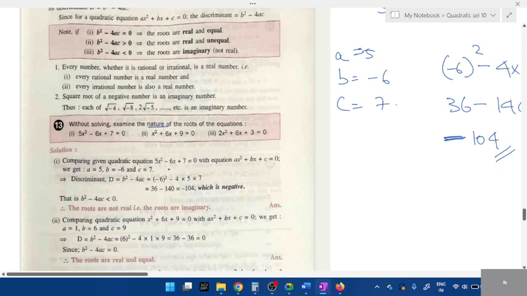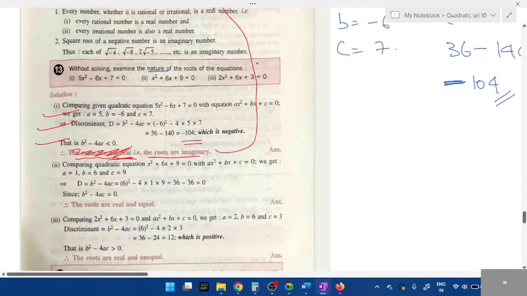Remember this. First thing, extract a, b, c values. After that, write the discriminant. We got 104, which is negative. If it is negative, the statement you have to write is: the roots are not real. You either write roots are not real or roots are imaginary. The third one. Is this clear? Did you understand?